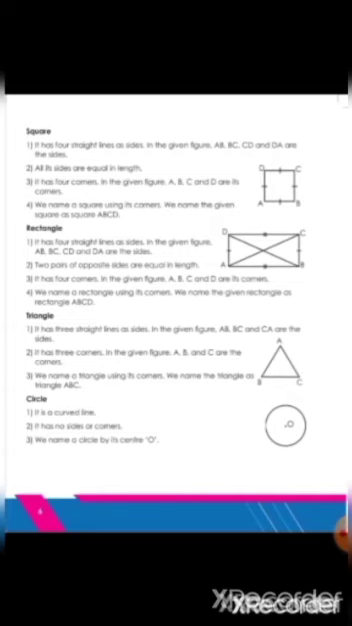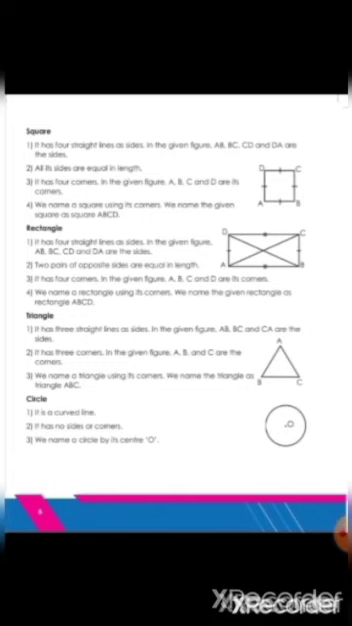Rectangle. It has 4 straight lines as sides. Its opposite sides are equal. In the given figure, AB, BC, CD, DA are sides. And the 4 corners are A, B, C and D. We can name this rectangle as rectangle ABCD.